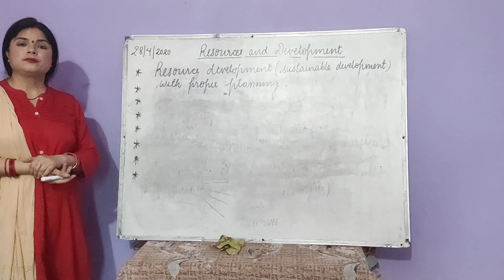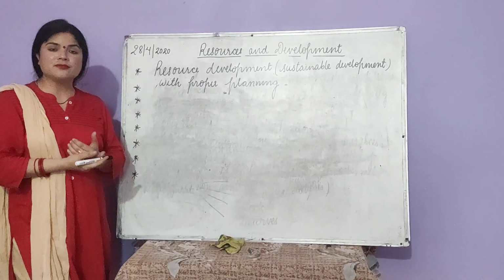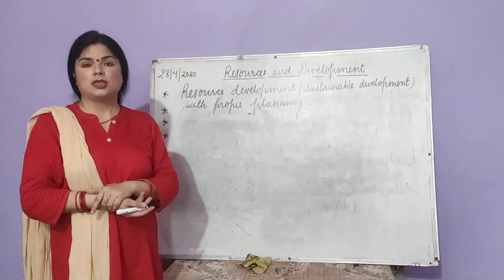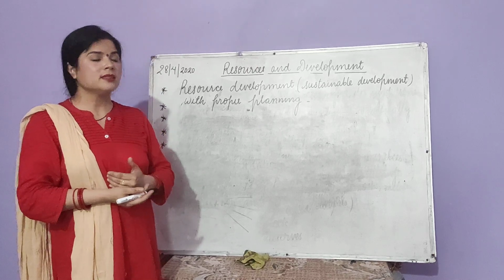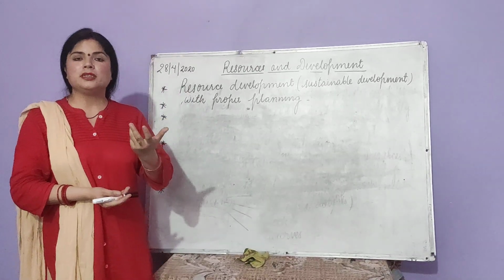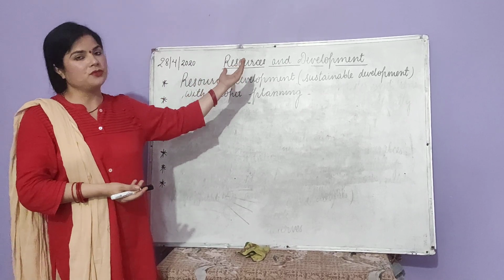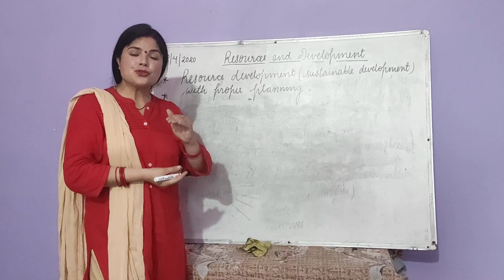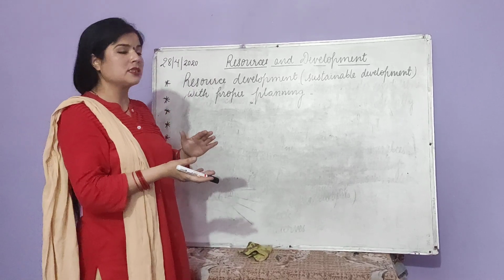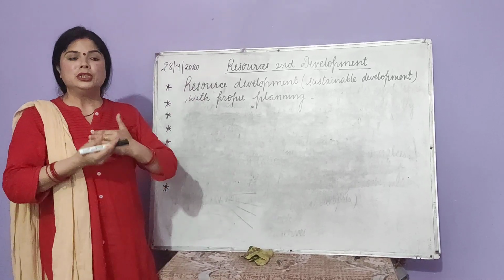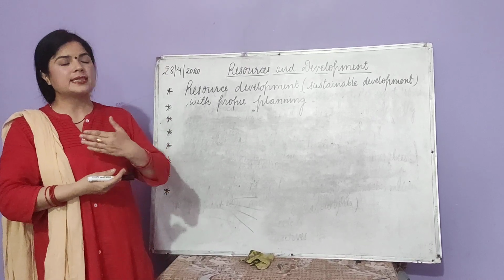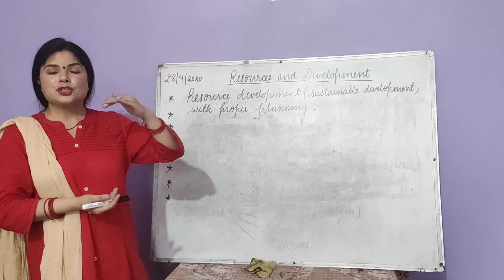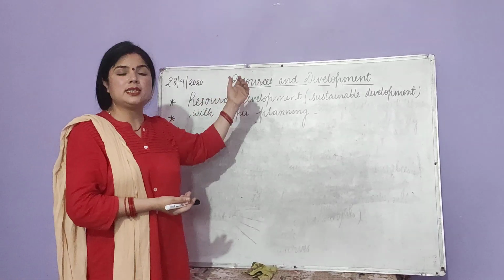Second is, we should have control over our desires. If we are able to control our desires, obviously there will be a kind of control over the use of resources. Next, we should not use resources continuously from the same place. New areas, new regions can be surveyed by the people so that there is a balance in using these resources.